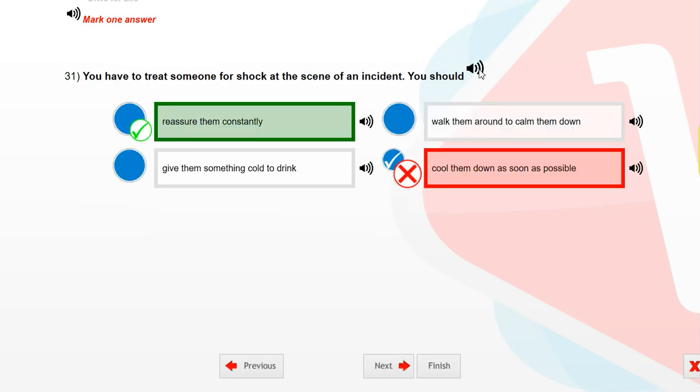You have to treat someone for shock at the scene of an incident. You should reassure them constantly.